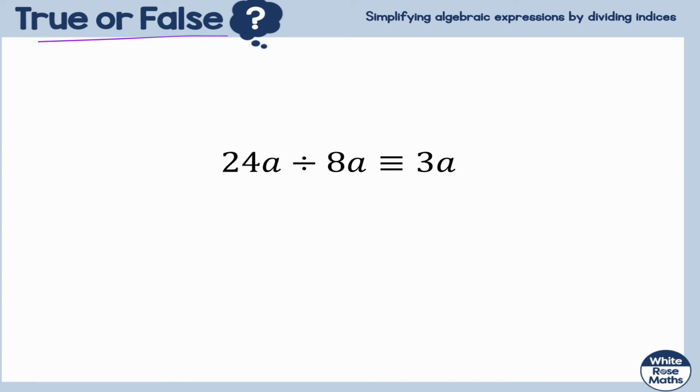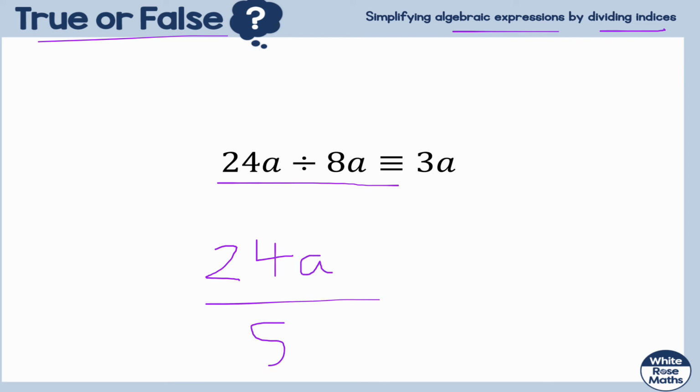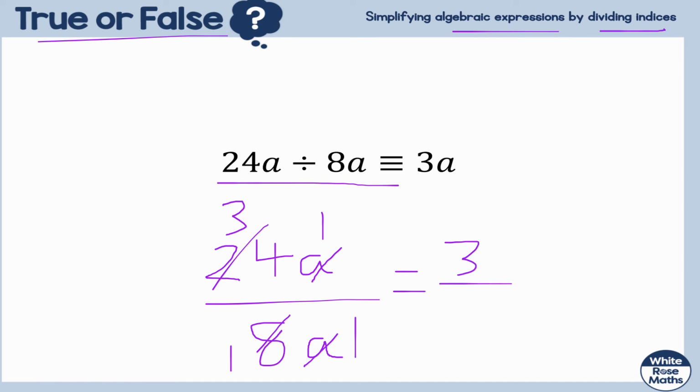Next part, true or false, simplifying algebraic expressions by dividing indices. So is this true or false? Well, 24a divided by 8a, so let's write this out as a fraction to make it a bit easier. So I can cancel the a's, and that's going to go to just 1. 24 divided by 8 is equal to 3. So the final answer should be 3 times 1, which is 3, divided by 1 times 1, which is 1. So the answer is just 3. Hence, this is incorrect. So this is actually false.